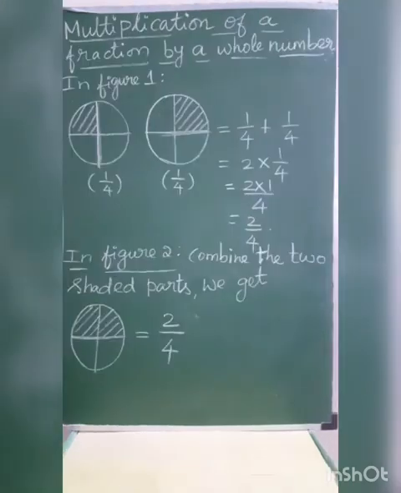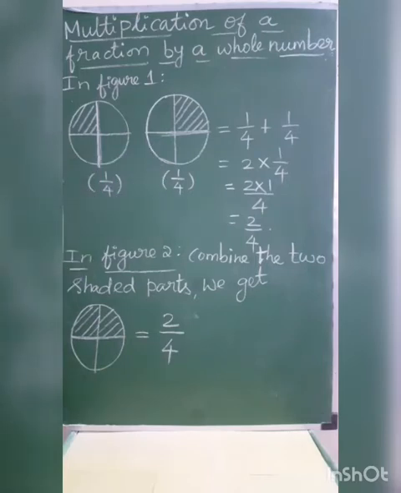Here, multiplication of a fraction by a whole number. In figure 1 there are two circles. Each circle has 4 parts, and only one part is shaded. Here, 4 parts: 1, 2, 3, 4. One part is shaded, so 1 by 4 is the fraction of the circle. This circle also has 1 by 4 parts.